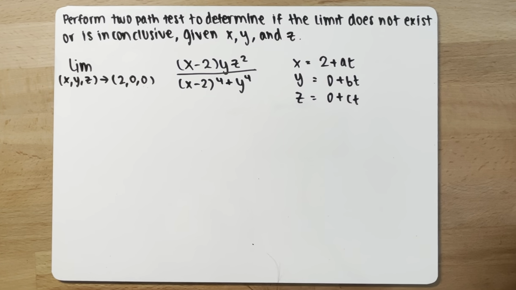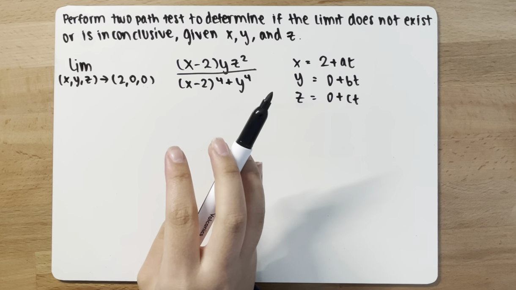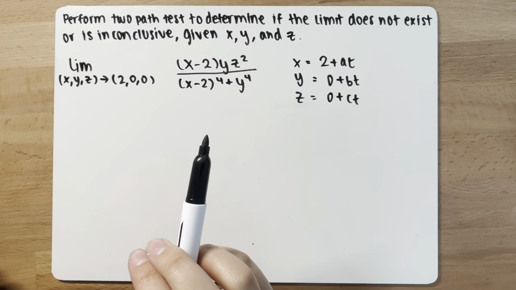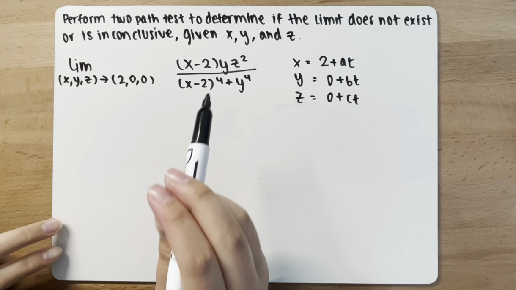Perform the two-path test to determine if the limit does not exist or is inconclusive given x, y, and z. So we have our limit right here, the function right here, and x, y, and z right here. The first step you want to do is substitute all of the variables here into this function.